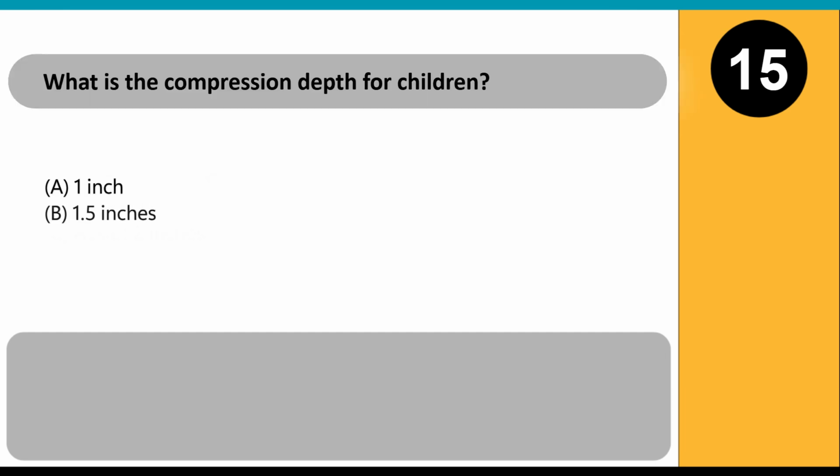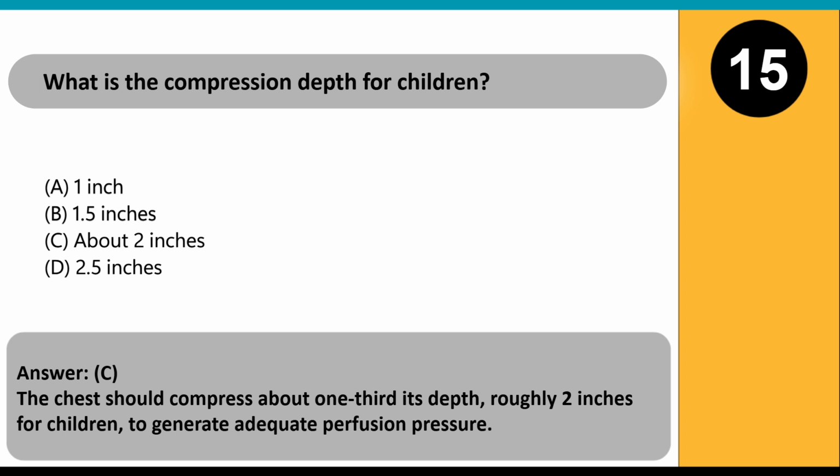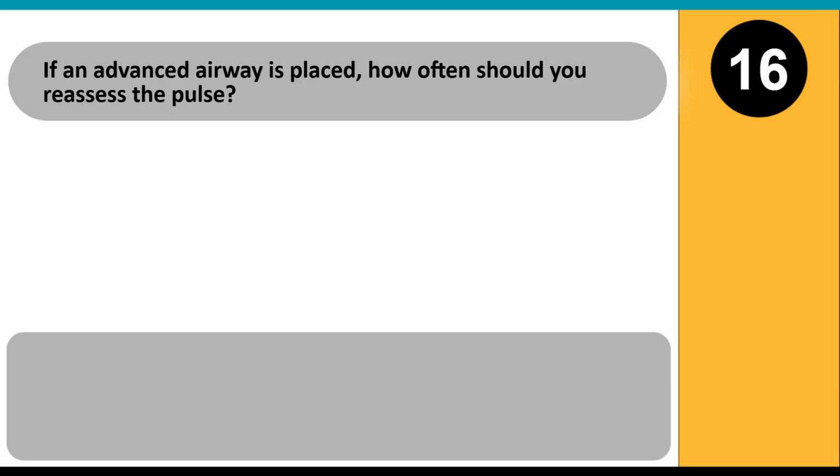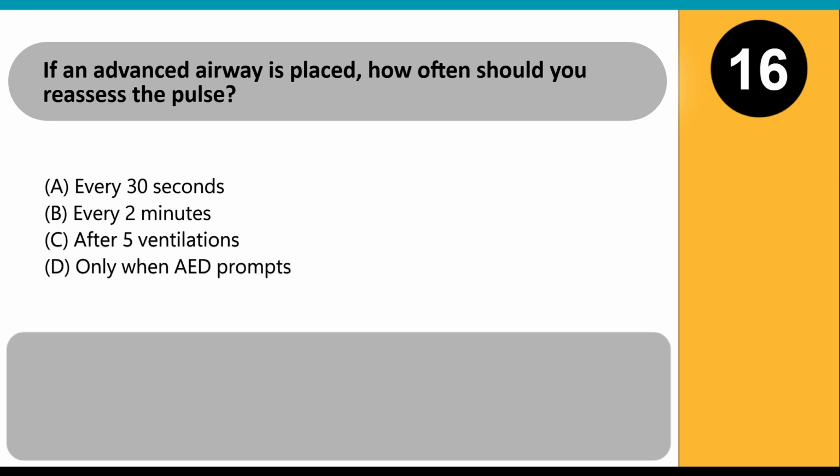What is the compression depth for children? A. 1 inch. B. 1.5 inches. C. About 2 inches. D. 2.5 inches. Answer: C. The chest should compress about 1/3 its depth, roughly 2 inches for children, to generate adequate perfusion pressure. If an advanced airway is placed, how often should you reassess the pulse?